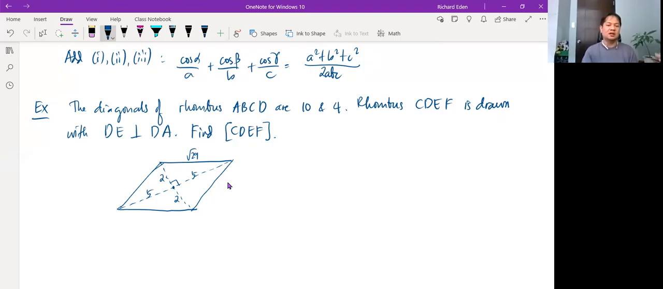Because you have a right triangle with sides 2 and 5. So I think it's time to label A, B, C, D. Then this is A, B, C, D, and then we draw. Okay, trigonometry outside of triangles. What do you mean?